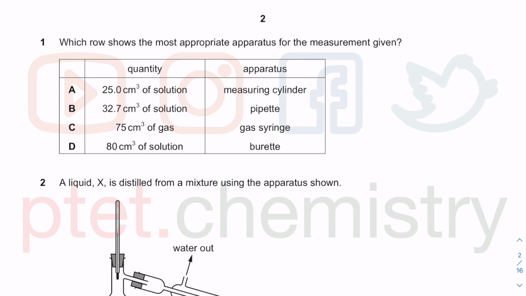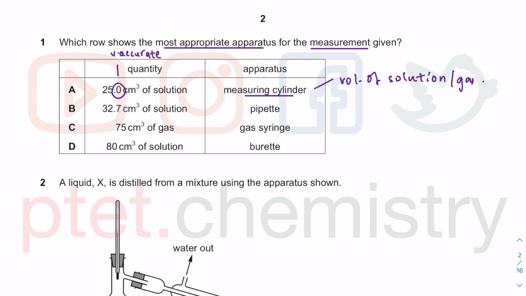In this first question, we have questions asking us on choosing apparatus depending on the measurement that's given. So we know the measuring cylinder can measure volume of solution as well as volume of gas if you have an inverted measuring cylinder submerged in water. So we have this 25.0, we can see that this is fairly very accurate, and we don't typically associate this sort of accuracy with a measuring cylinder. That is not appropriate at all.